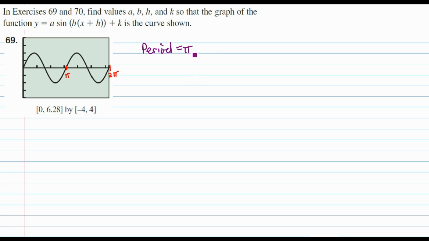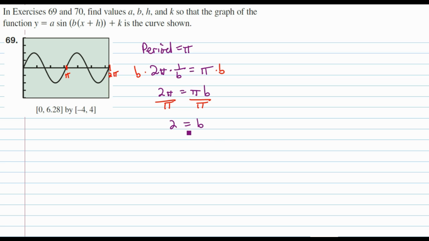Well, if the period is pi, that means 2 pi times 1 over this b value is going to be pi. Now, I know most of you are like, oh, it's 2. Okay, but let's solve just to make sure. Multiply both sides by b. 2 pi equals pi times b. Divide both sides by pi. And sure enough, there it is. B equals 2. All right, so I've got the b value.